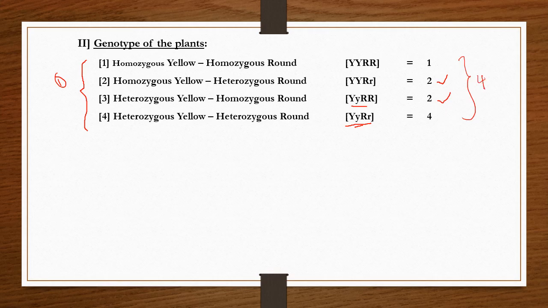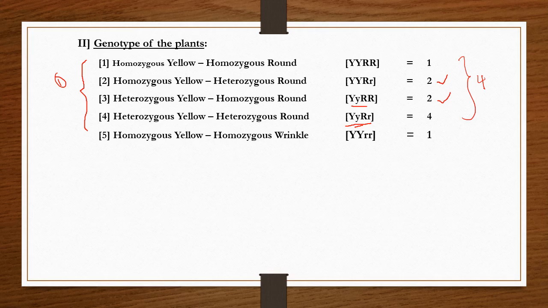By our naked eye, all these plants appear like yellow round. But when you observe the gene composition, there are a total of four types of gene compositions. One plant with capital Y, capital Y, capital R, capital R, two plants with capital Y, capital Y, capital R, small r, two plants with capital Y, small y, capital R, capital R, and four plants with capital Y, small y, capital R, small r.